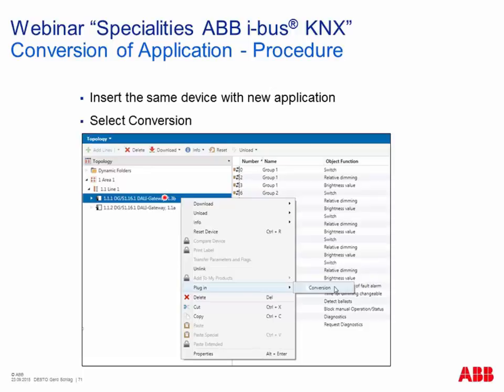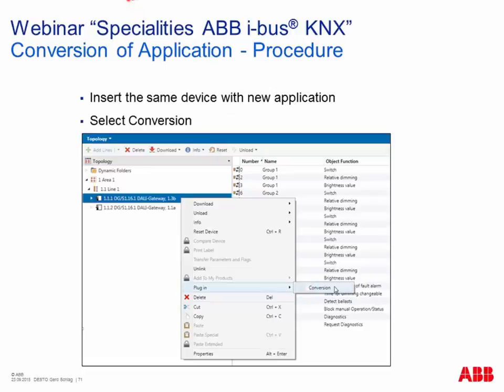It's not very difficult. At first we download a new version 1.1.3 from our internet, from our web page. We import this new product data into the ETS. We insert this device in the same line, and then we click here on the new not parameterized DALI gateway, right mouse click, plug in, and then you can see here the button conversion.